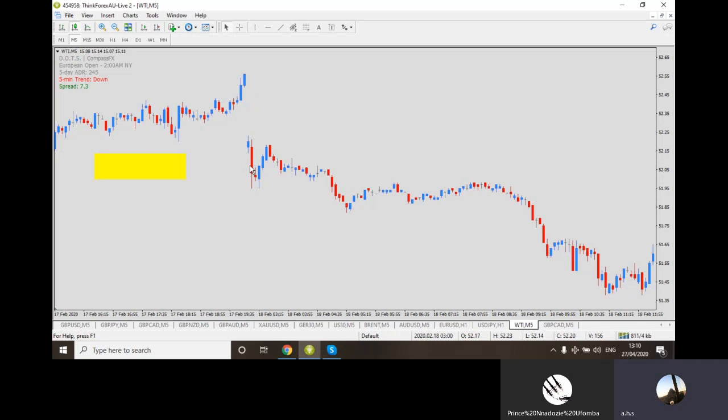Okay, straight off, it's a later entry, but I'm just going to go for the double bottom entry right here. So we're long on this second blue candle, one candle late, but we'll go along, stop below the low.